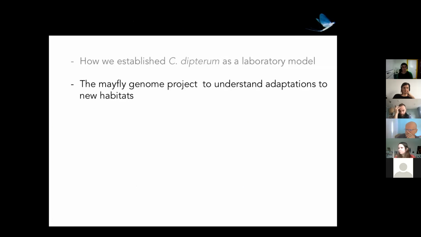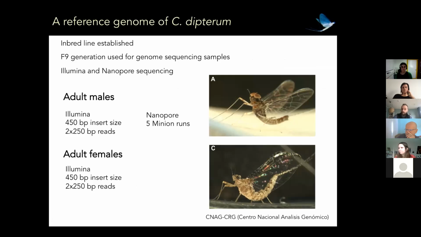lifestyles. So now I'm going to go into the genome project, and for that, we sequenced the genome of a male, and we used 2 different strategies. We used Illumina and also nanopore sequencing, and I'm not going to go much into the details, but if you want, you can ask me later on. And we also sequenced a female with Illumina, just to see the sex determination components in the genome.